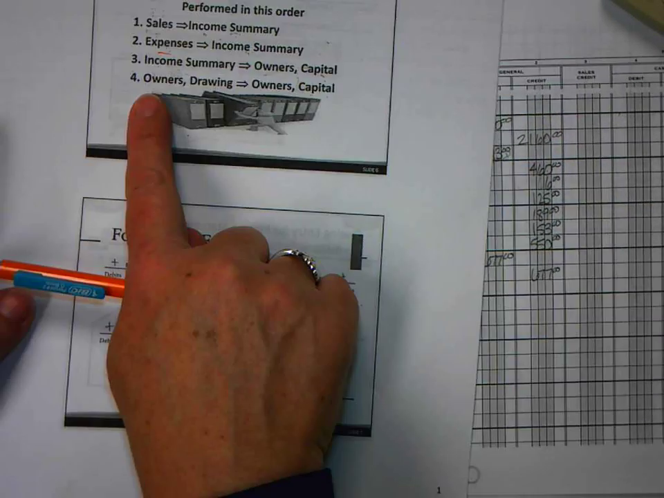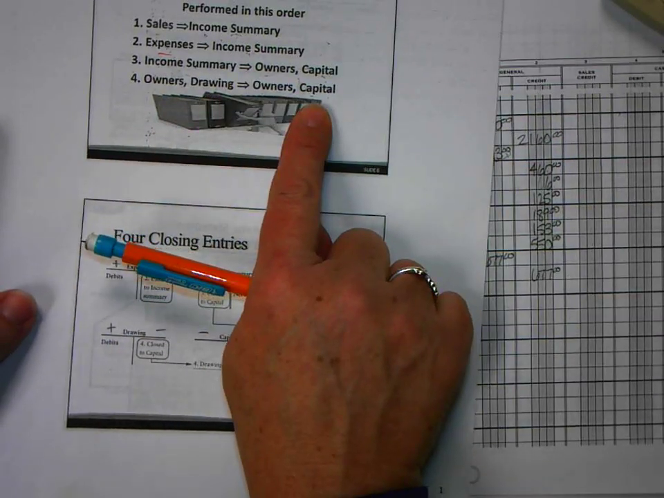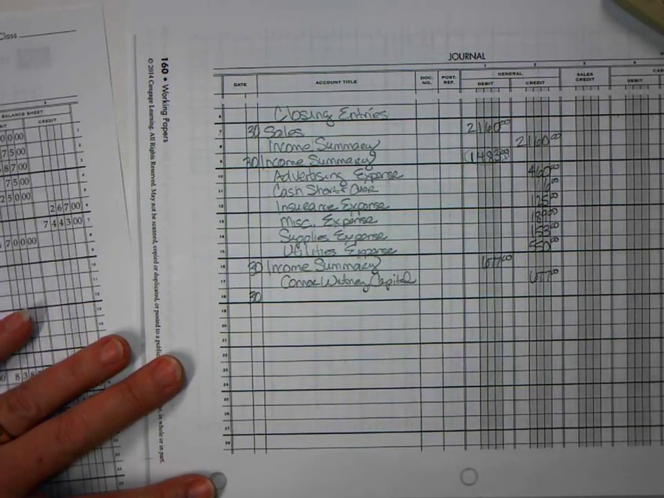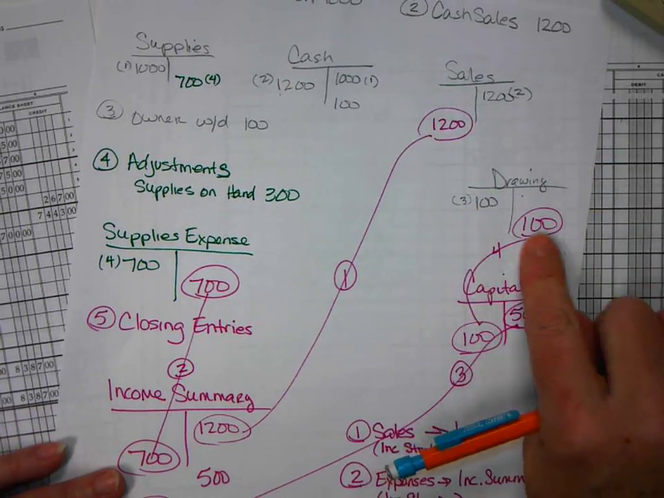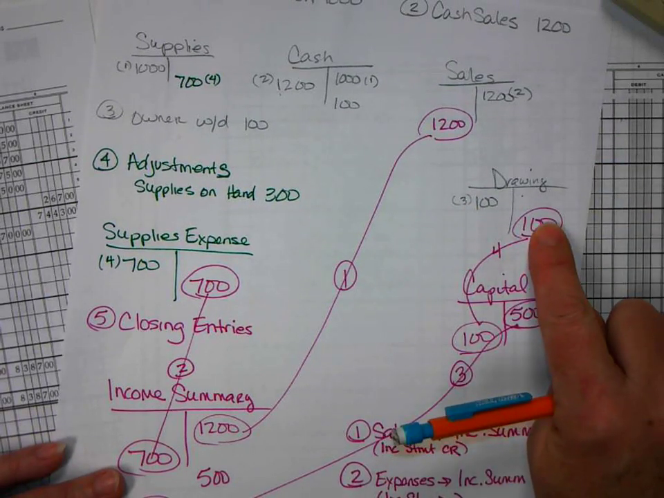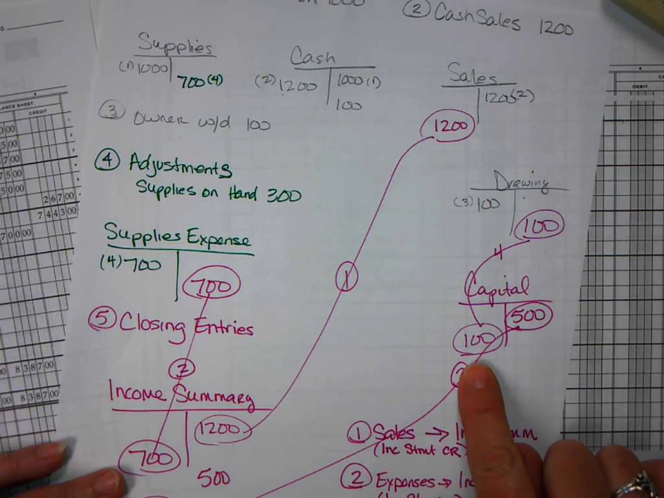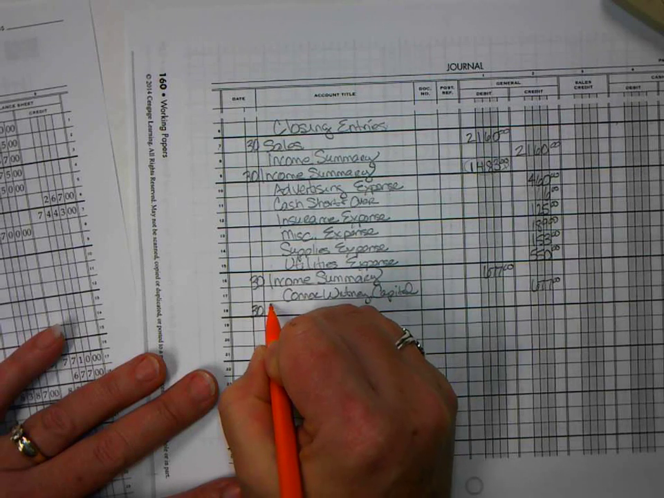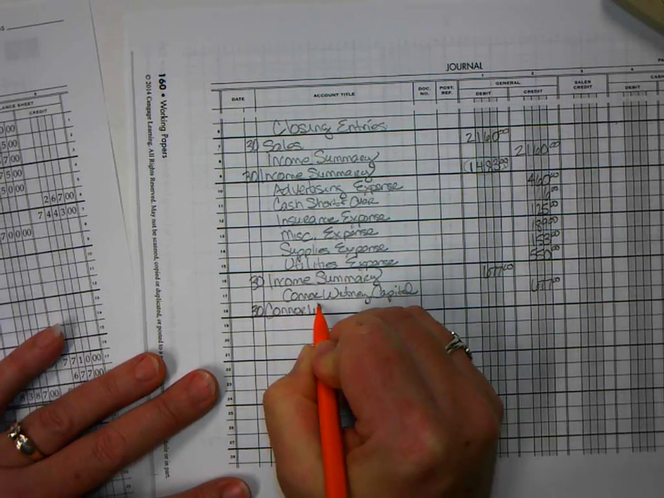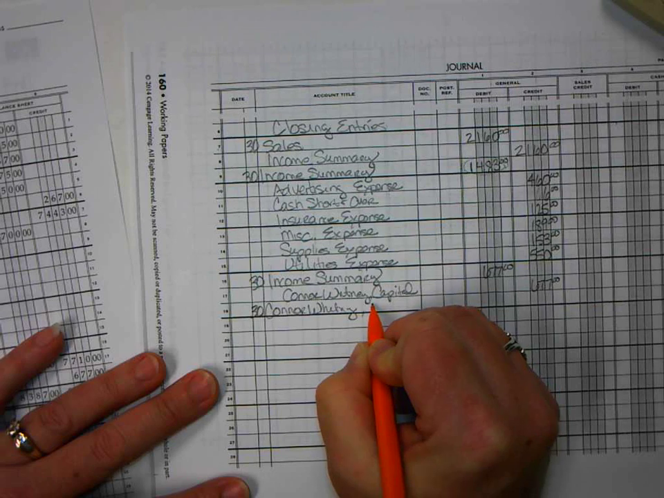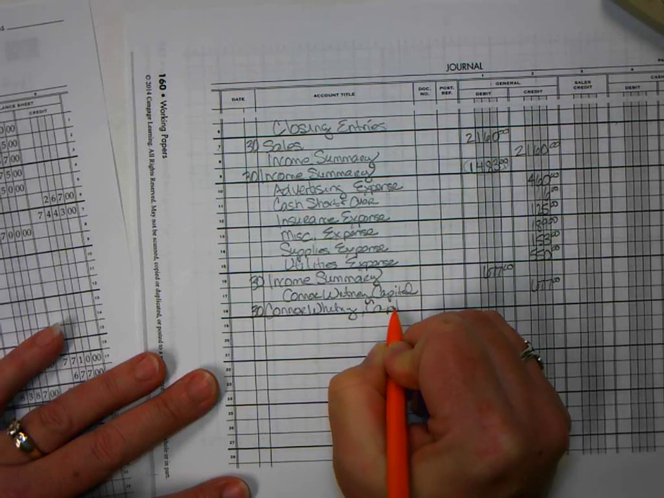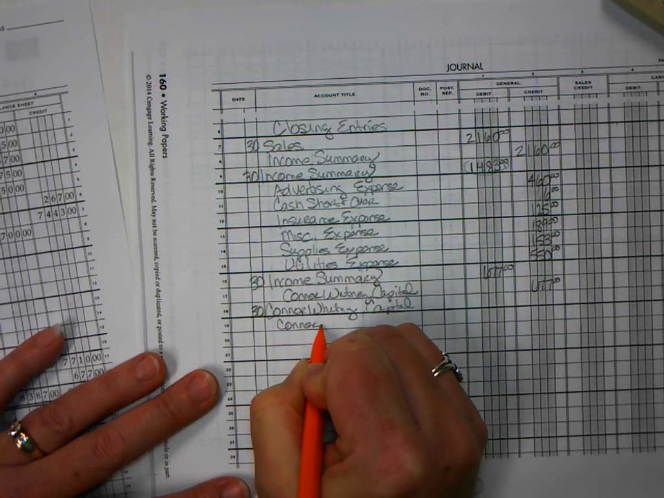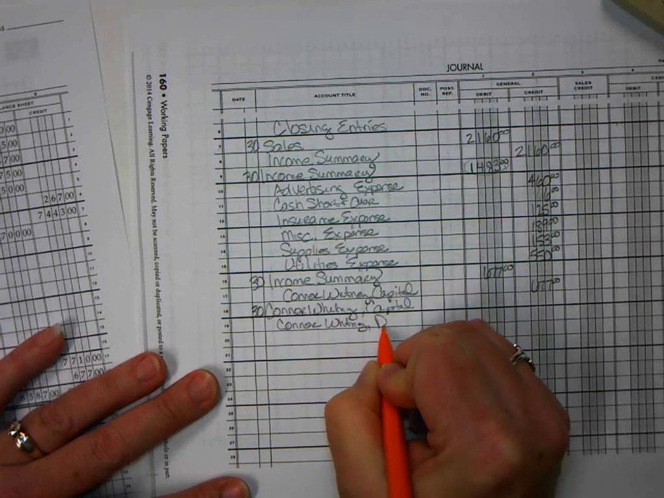Okay, and then the last one is drawing into capital. So, 30 again. To close drawing, we have to zero it out with a credit, so we're going to debit capital. So the capital has to go first because it's the debit. Okay, so now we're going to have Connor Whitney, Capital. And then also Connor Whitney, drawing.